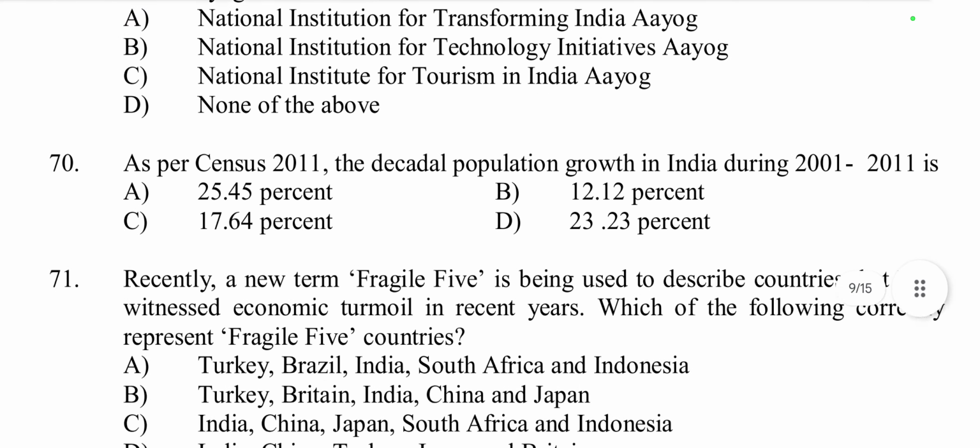Then question number 70, as per census 2011, the decadal population growth in India during 2001 to 11 is 17.64%.